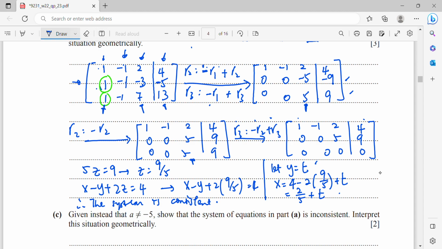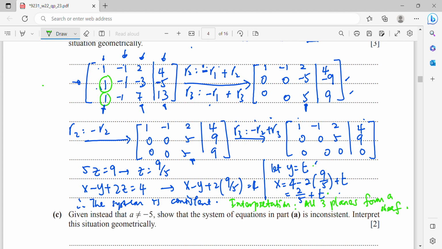So the interpretation will be: all three planes have a common line because they have infinite solutions. So you can say all three planes form or have a common line, up to you. Okay, this will be the interpretation.